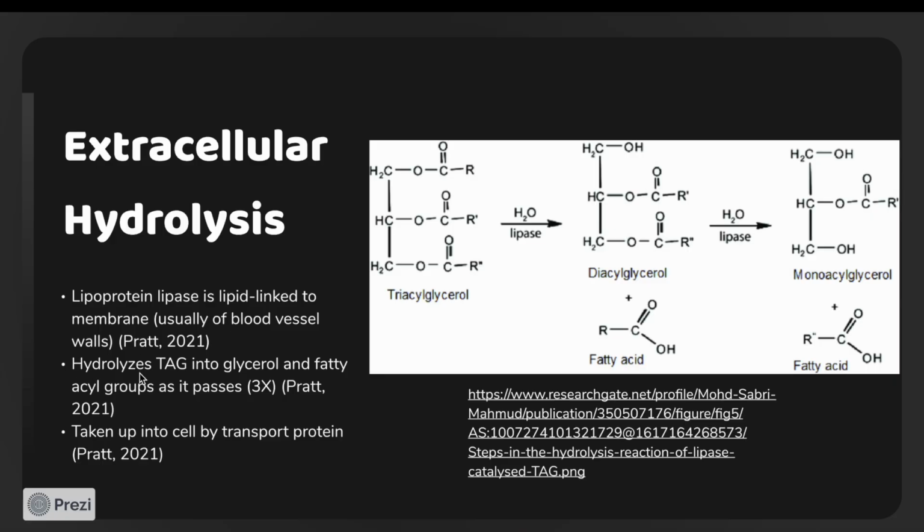What it does is it hydrolyzes TAG into glycerol and fatty acyl groups as it passes by, and it can create 3 fatty acyl groups from this. So it takes this triacylglycerol and it hydrolyzes it into a diacylglycerol, and then into a monoacylglycerol, and then it can also release that last one, releasing fatty acids in the process. And then from there, these fatty acyls can be taken up into the cell by a transport protein.